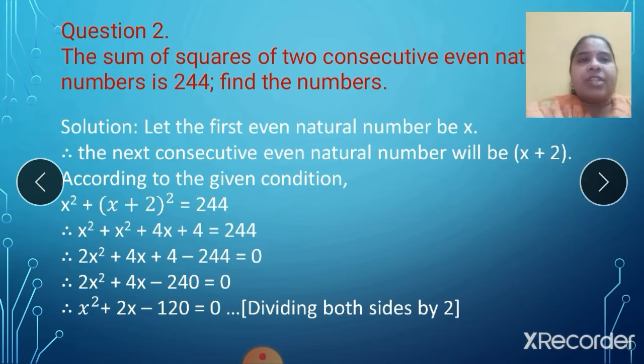So always when such questions are asked consecutive even natural number, the first step is this. Let the first even natural number be x. The next consecutive even natural number will be x plus 2. Why x plus 2 only? Why not x plus 3 or x plus 4 or x plus 1? I just now explained you. Even numbers are which numbers? 2, 4, 6, 8. What is the difference between them? 2. That is the reason 2 is added here.